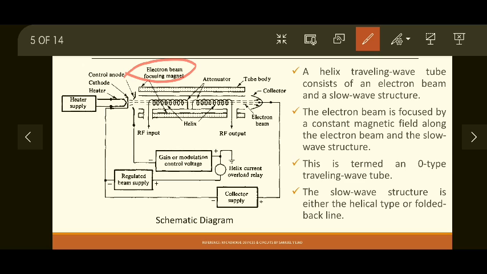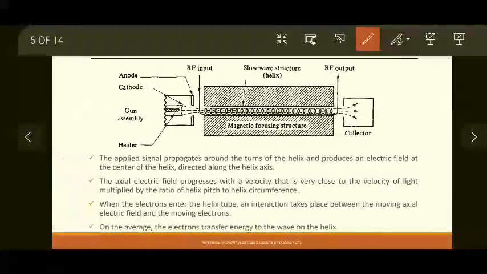Okay, this is termed as an O-type traveling wave tube because this is a linear beam tube. Electron beam travels along the axis of a tube, so linear beam tube. The slow wave structure is either helical type or folded backward line. So the structure of this particular slow wave structure is a helical one, and there can be other types also. We will see those types one by one later on in short.